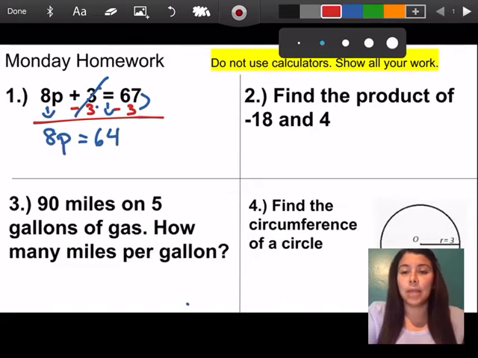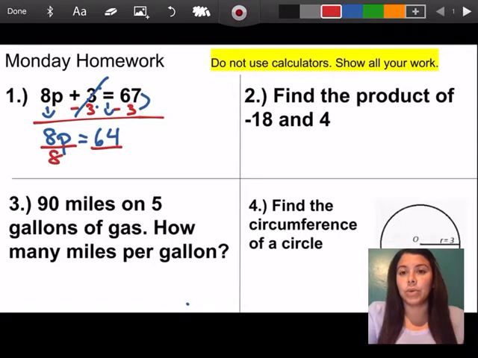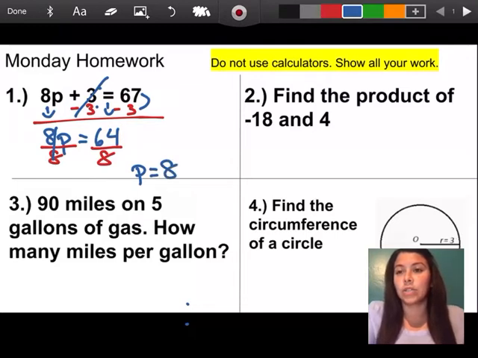Since 8 and P are multiplying, the way to get rid of the 8 is by dividing both sides. We divide both sides, we cancel out the 8's, leaving us just our variable P by itself, and 64 divided by 8 gives us 8. So our solution is P equals 8.